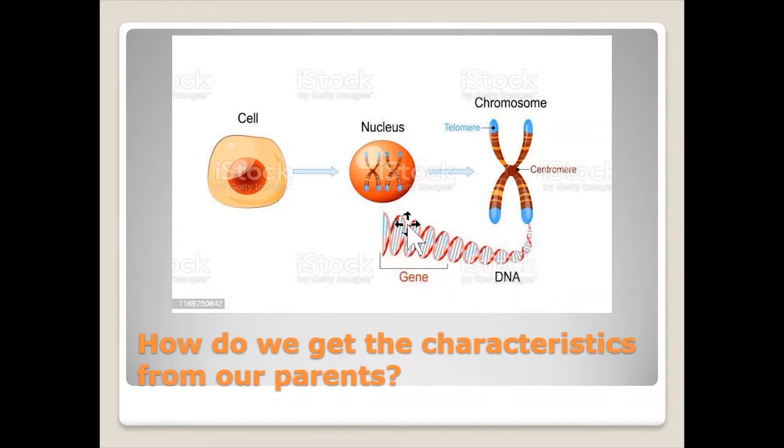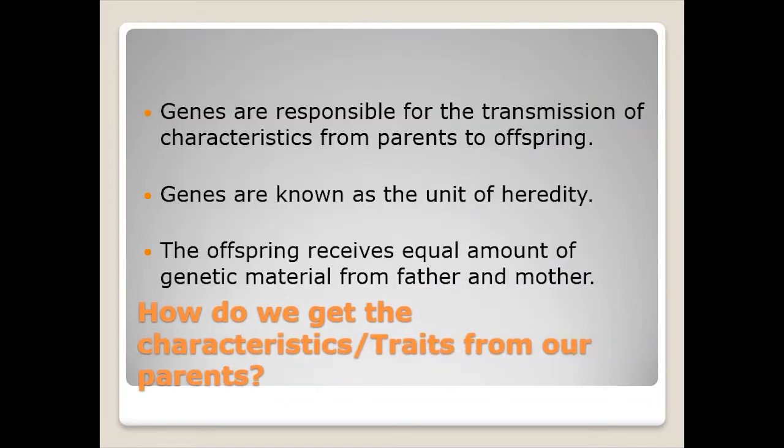The DNA is a double helical structure, which you can see over here, and it is tightly packed in the chromosomes. So why genes? What is the role of genes? The genes are responsible for the transmission of characteristics from parents to offspring. So that's why the genes are known as the unit of heredity. The offspring receives an equal amount of genetic material from parents. Okay, so that's why we are getting the characteristics or traits from our parents.